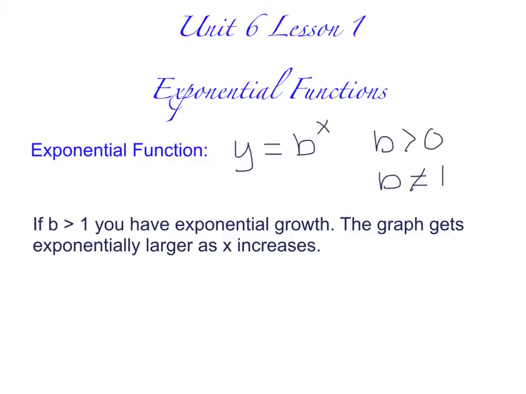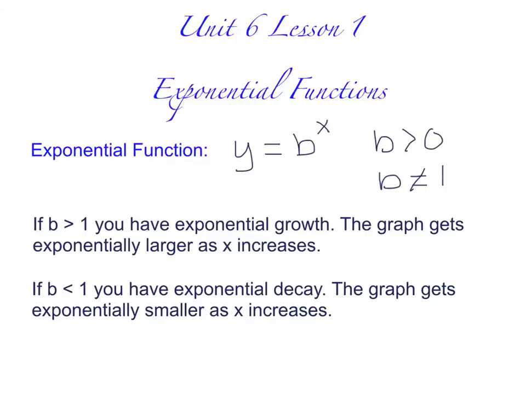Now, if b is less than 1, you're going to have exponential decay. As x increases, your y value is actually going to get smaller and smaller. Because when you raise a fraction to an exponent, 1/2 squared becomes 1/4. It gets smaller. And the higher you raise the power, the smaller it gets.